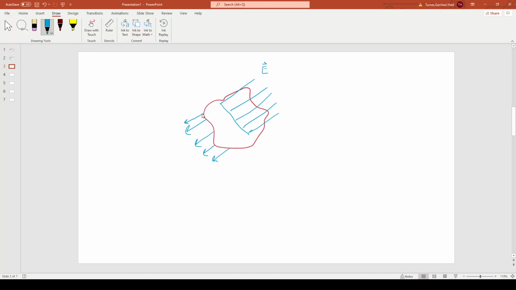And I have negative flux coming out this side. And so my net flux through a surface that does not enclose any charge will be zero.